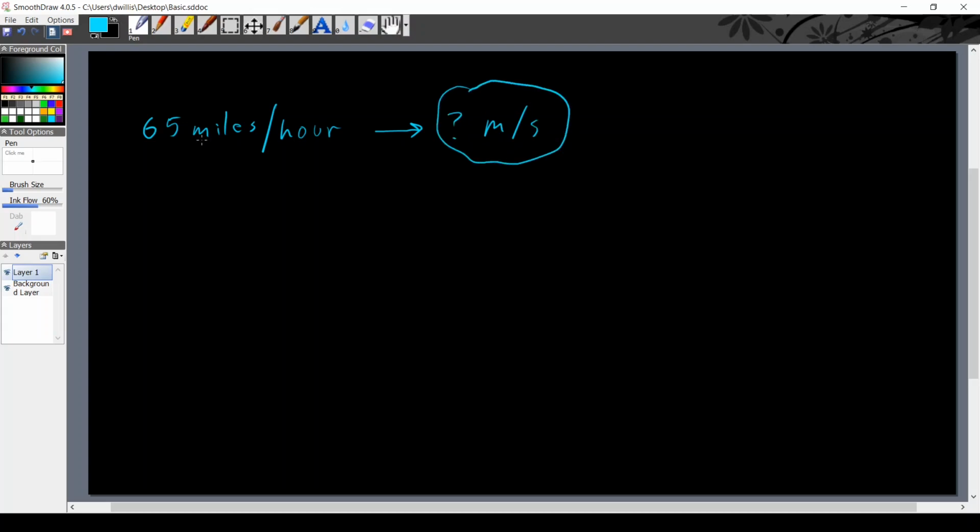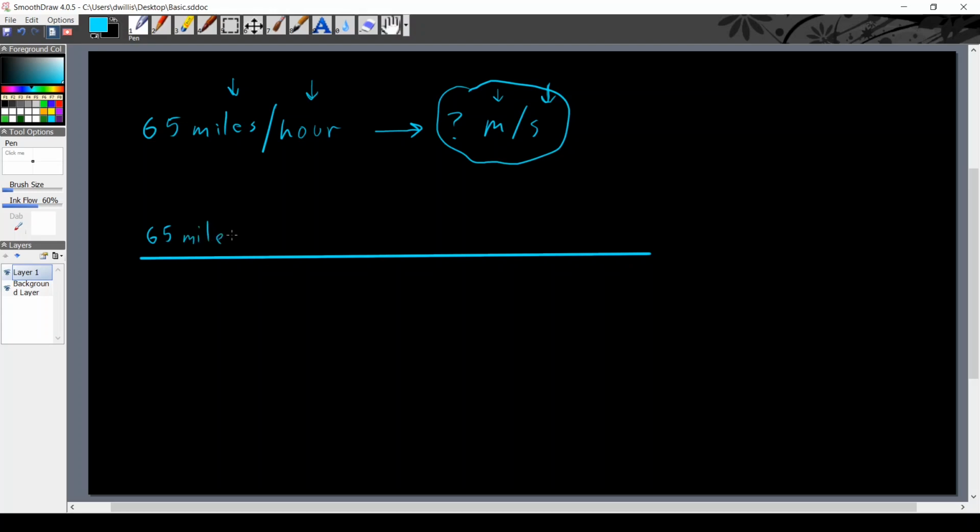So I'm going to start in miles per hour and convert to meters per second. And here's what I want you to see. You have a distance and a time, and you're going to need to convert to a new distance and a new time. However, never fear, you can do all of that in one fell swoop. So let's go ahead and make our nice big long line. And we're going to start off with what we're given, 65 miles.